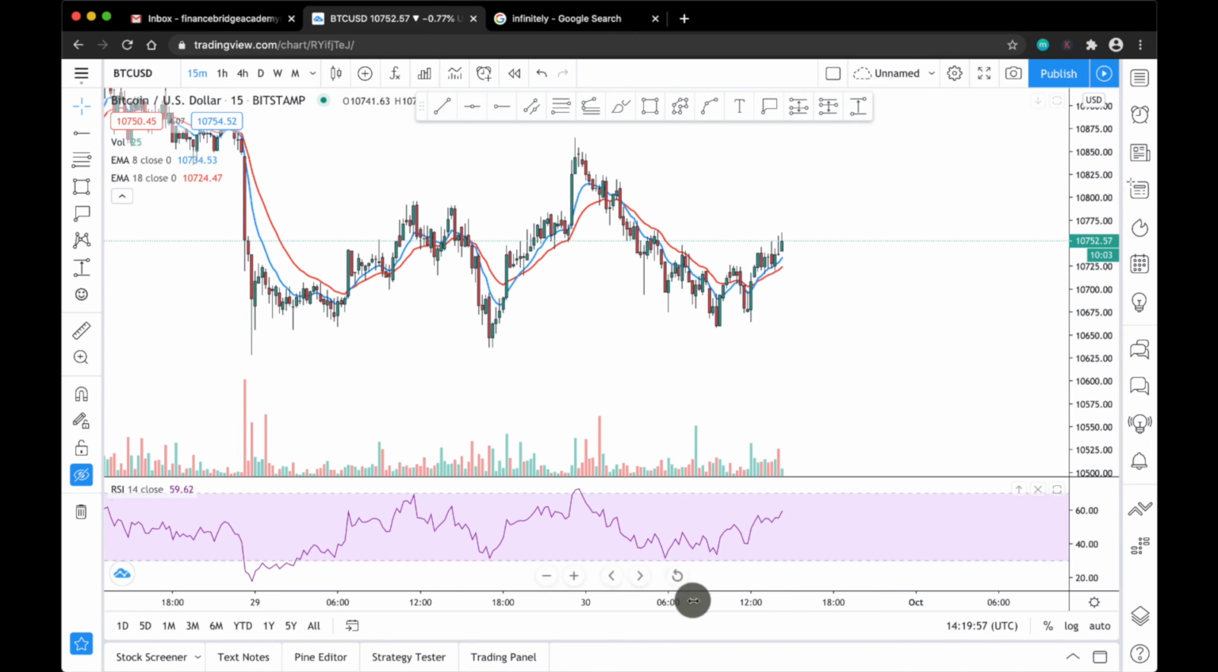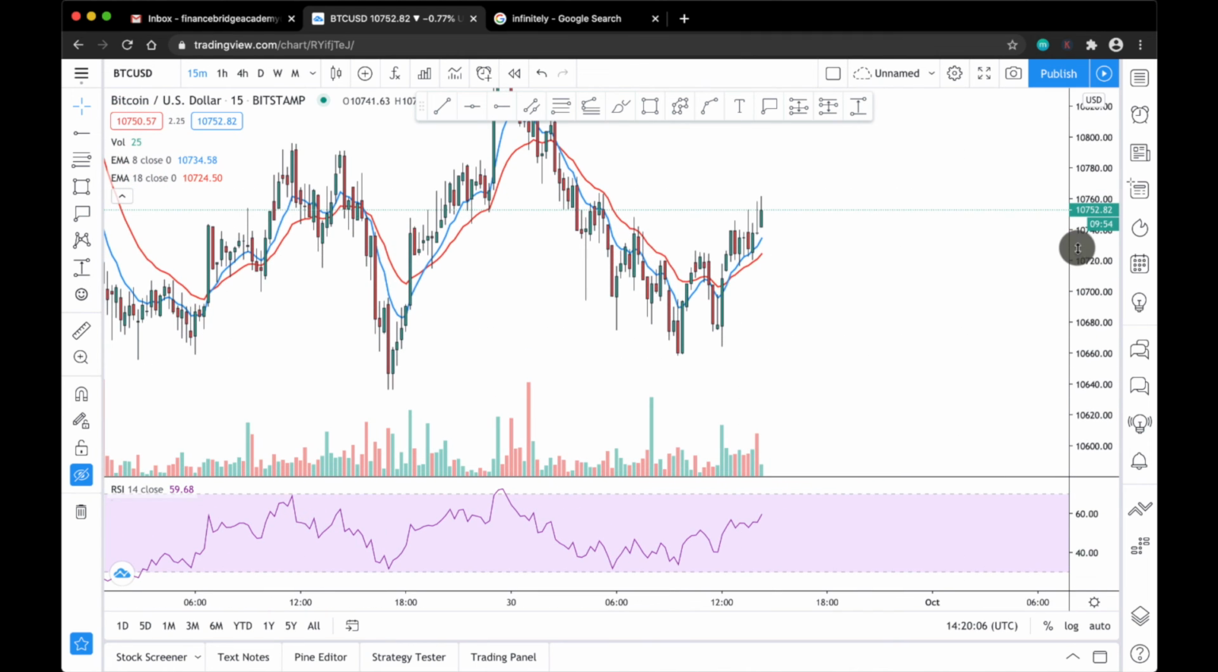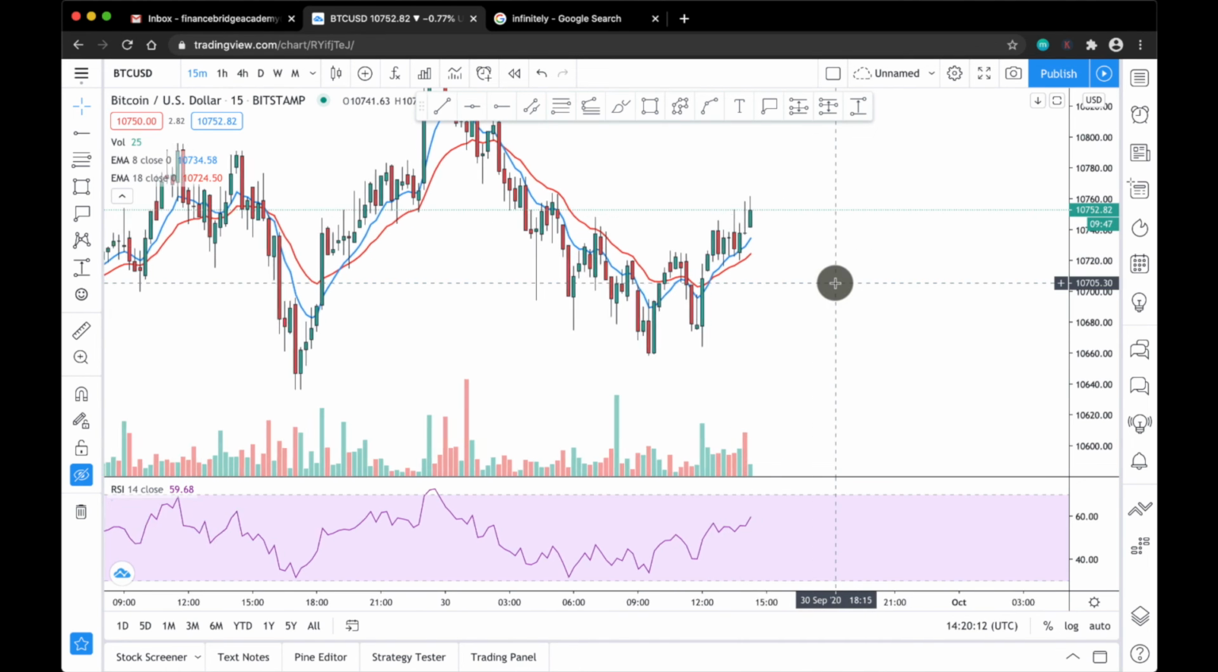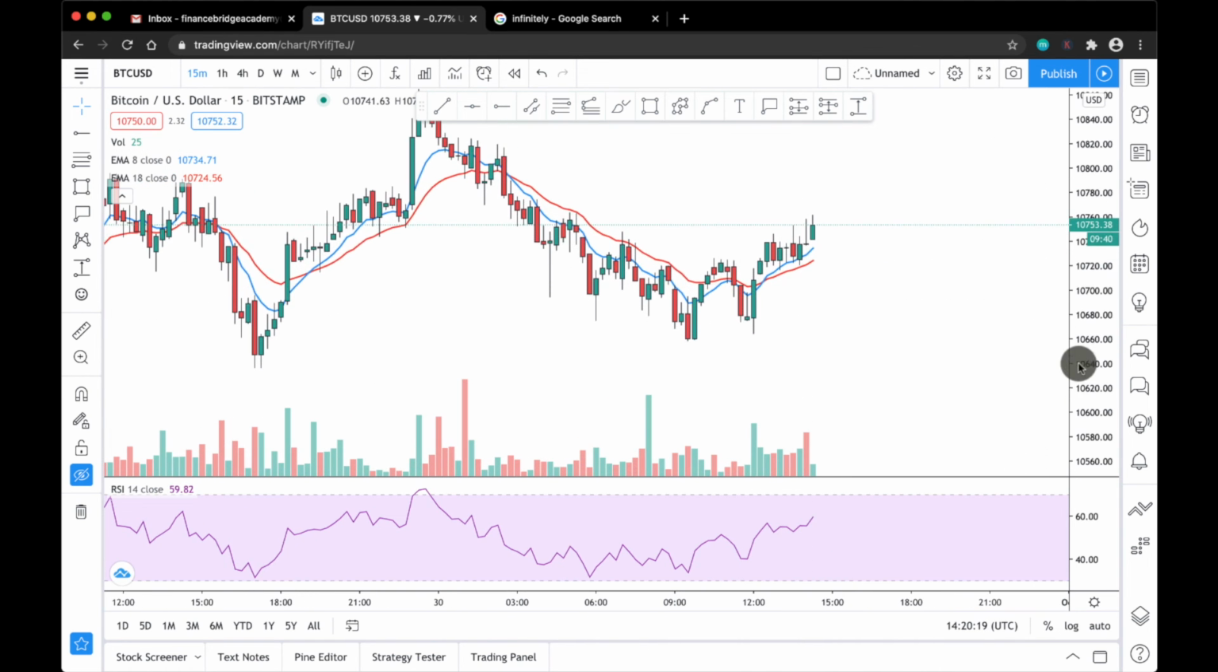practice the indicators, the RSI, let them help you with your trades, practice with the EMAs when they serve as support and resistance. As you can see, the blue one here is serving as support. It has been supporting the price. So the red and the blue one, they've been serving as resistance in this area. Then later they turned from resistance to support when the price broke above it.